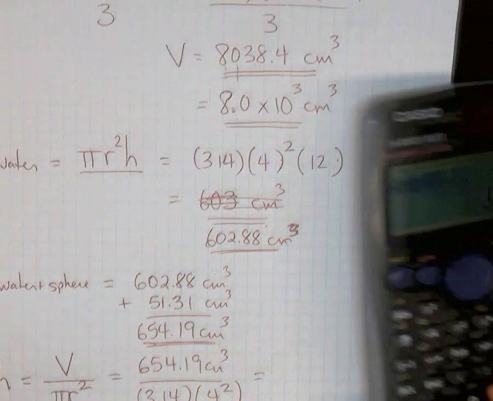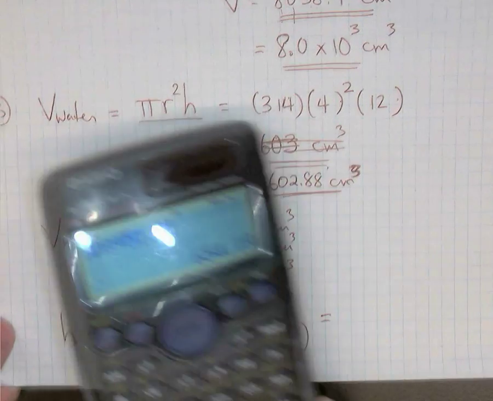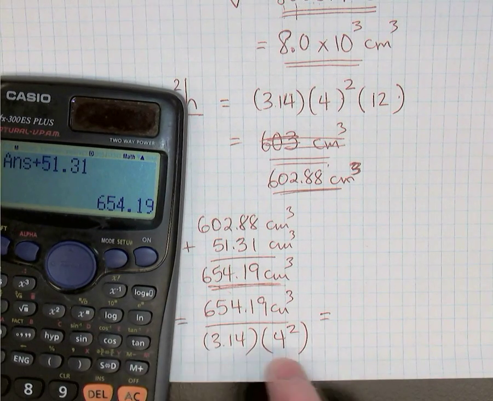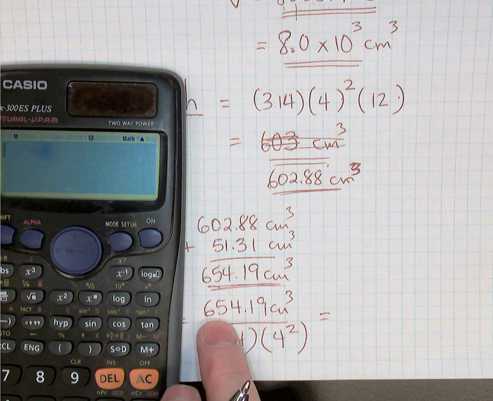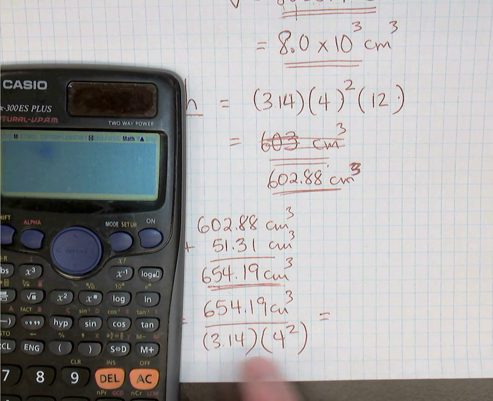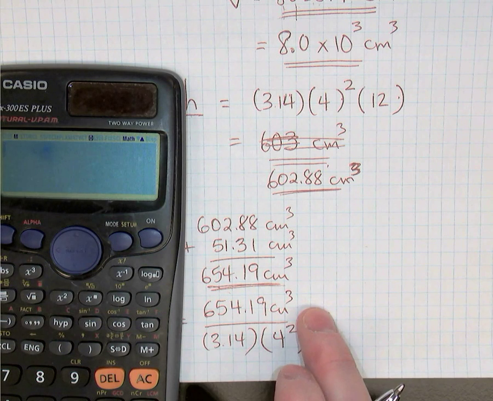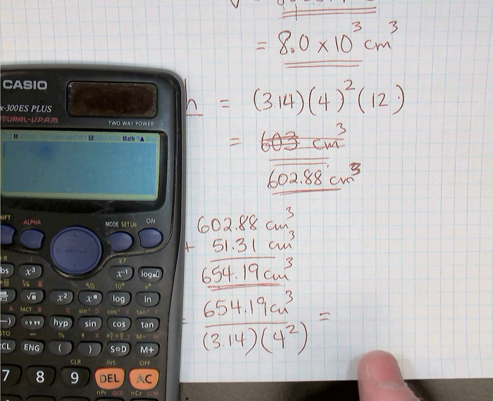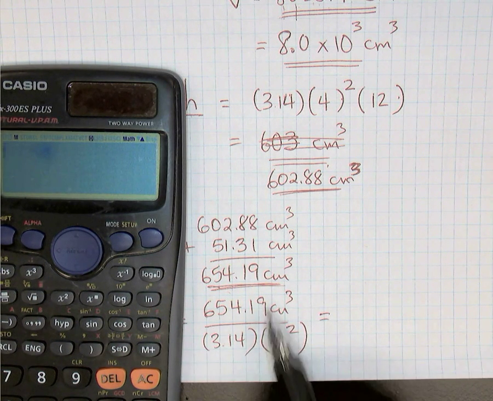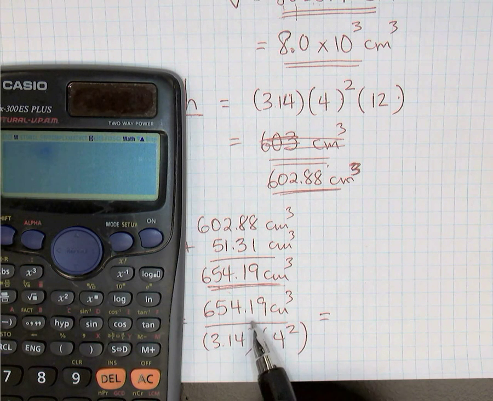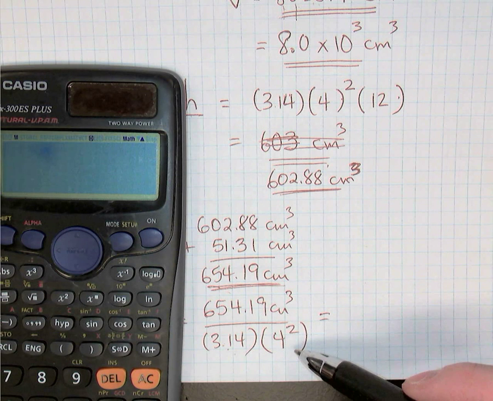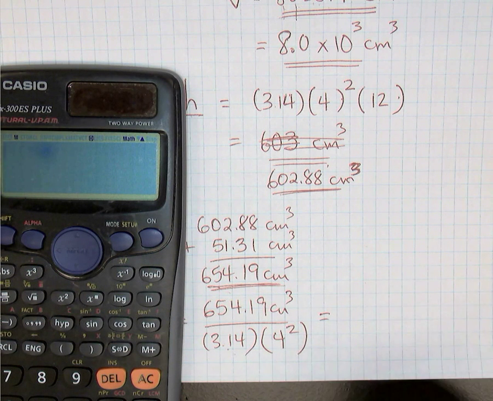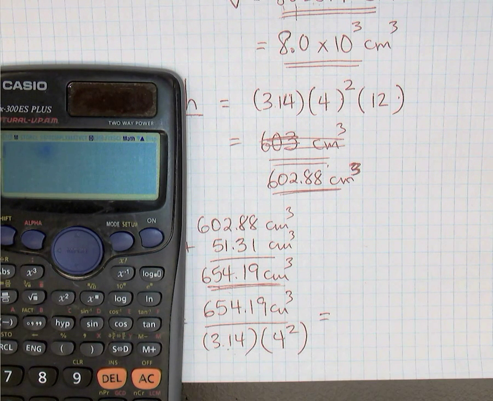Equals. Now watch how I do this on my calculator. Okay, you have two choices. You can use brackets here. You can say this divided by, and then open brackets and multiply this stuff on the bottom, then close the bracket and say equals. That's one option. The other option is to take this top number and divide it first by pi, then divide it again by 4 squared. That's how I usually like to do it.